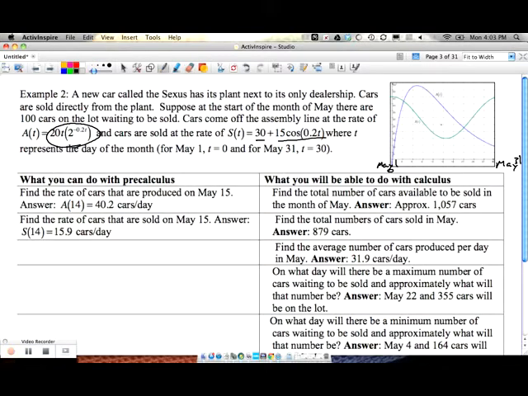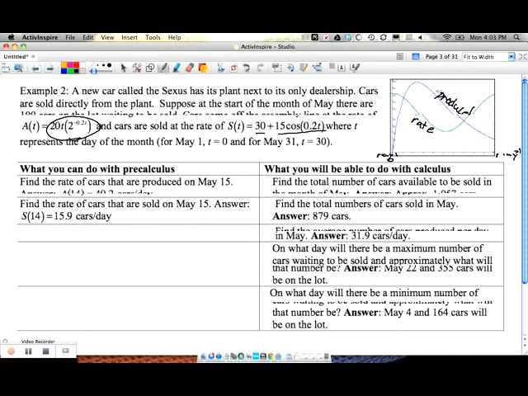Let's get these straight. This is the rate sold, so this is the create or produce line. Okay, see, here we go. For the blue. And for the green line, that's when it's being sold. So we can only answer those kinds of questions here on the left side, but once we get into calculus, we have so much more available to us.